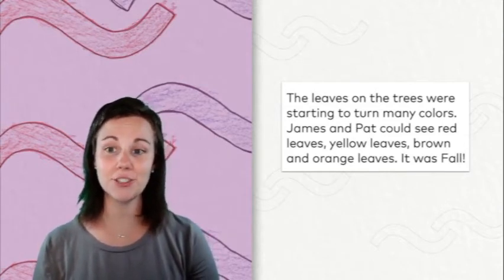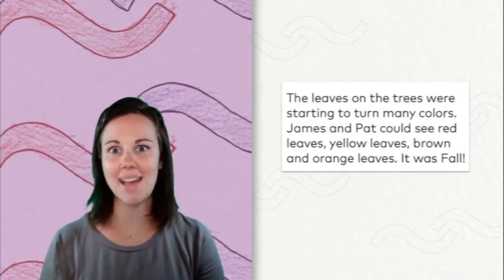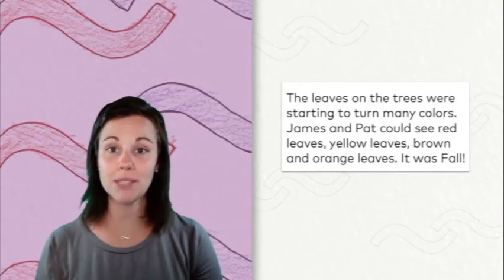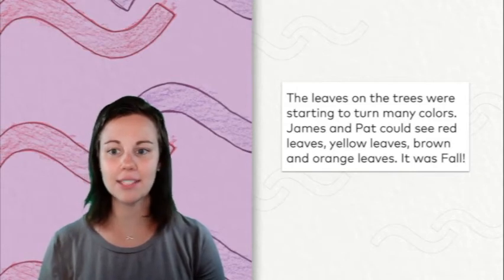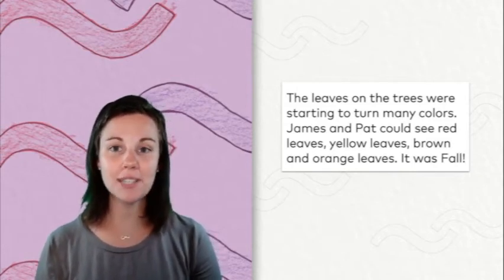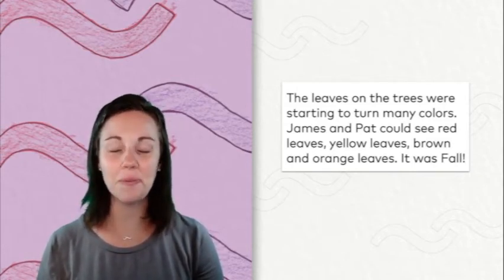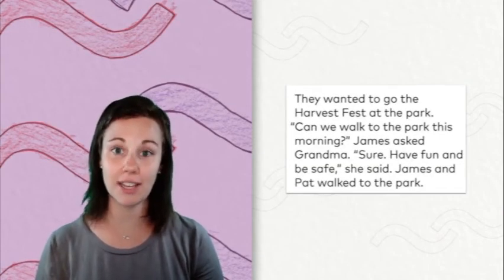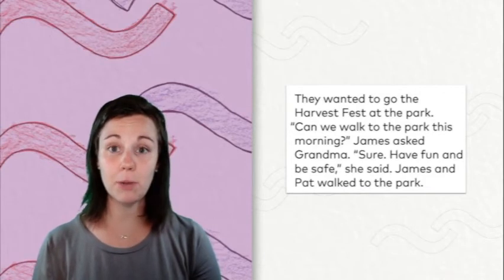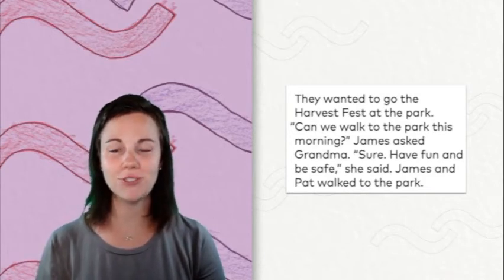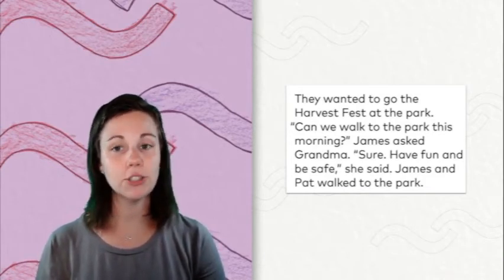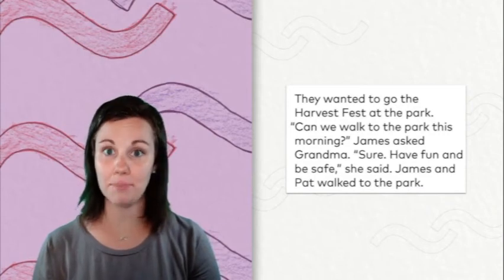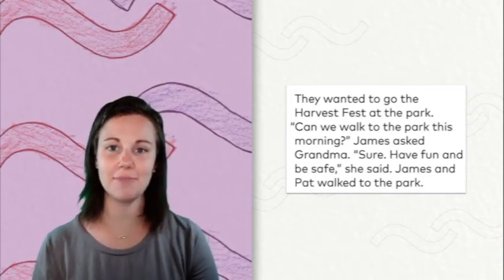The leaves on the trees were starting to turn many colors. James and Pat could see red leaves, yellow leaves, brown and orange leaves. It was fall. They wanted to go to the Harvest Fest at the park. Can we walk to the park this morning? James asked Grandma. Sure. Have fun and be safe, she said.